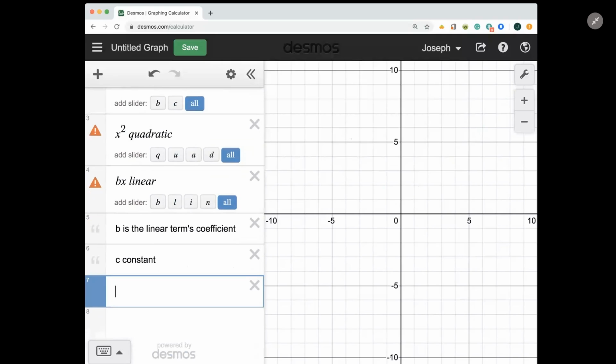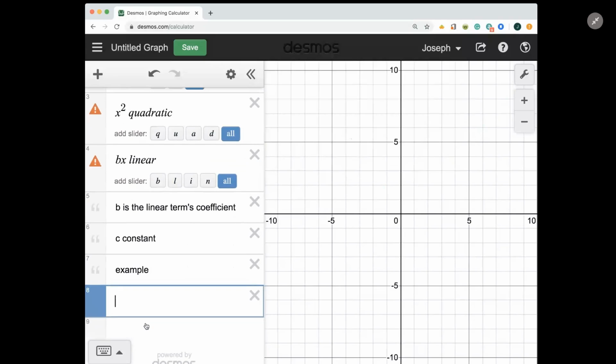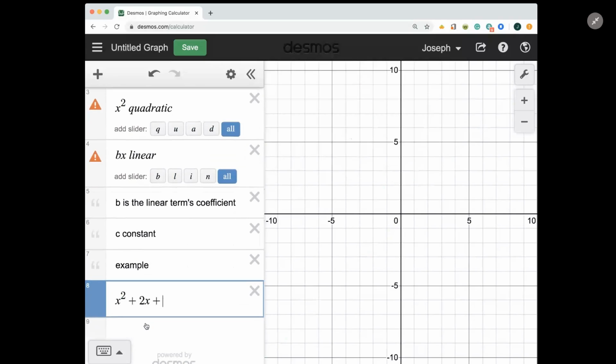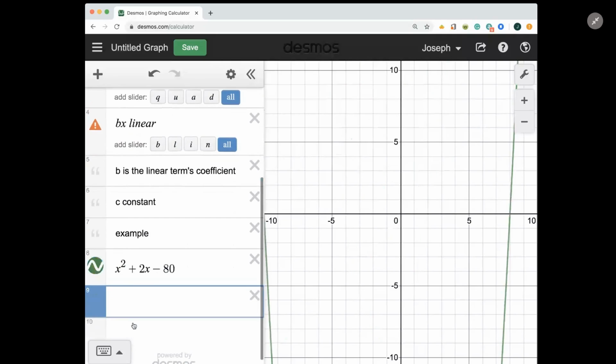It might be good to have a specific example. So an example of this could be x squared plus 2x minus 80. And here, x squared is what we call the quadratic term. 2x is what we call the linear term. 2 is the linear term's coefficient. And negative 80, because this is the same thing as plus negative 80, is the constant.